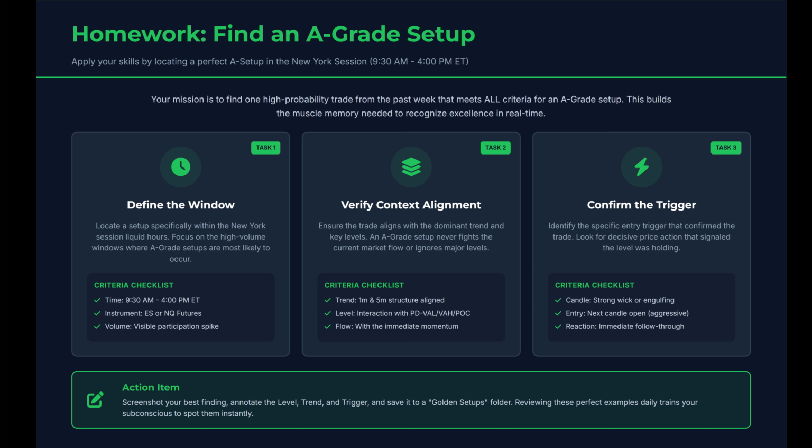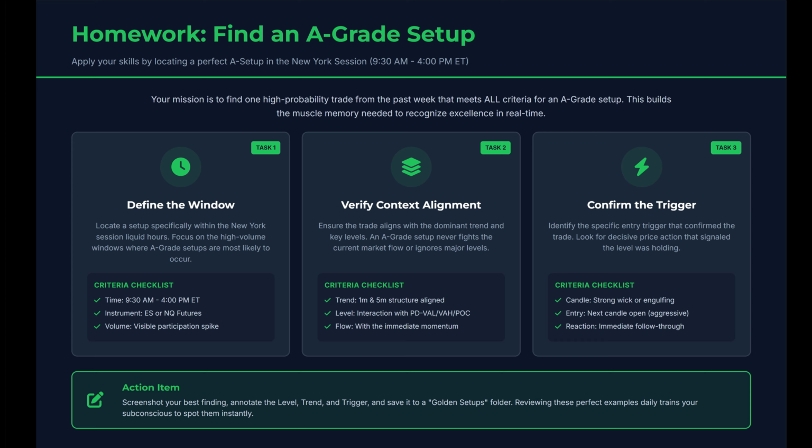Verify your instrument. Use ES or NQ futures for precise liquidity and volume profile data. Look for visible participation spikes. An A-grade setup should have obvious volume at key levels with increased delta or larger candles. Task number 2, verify context alignment.